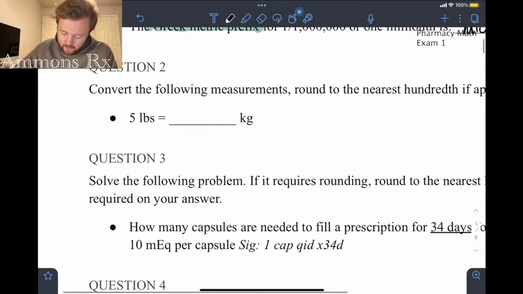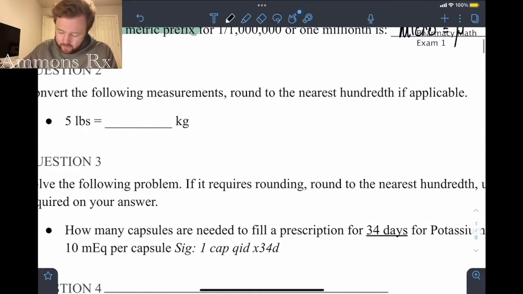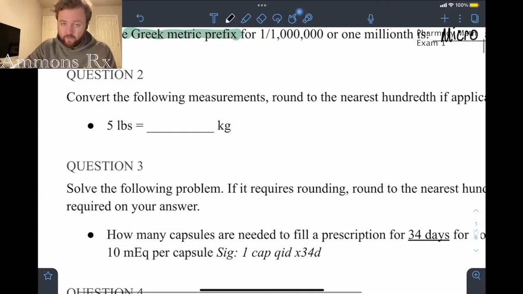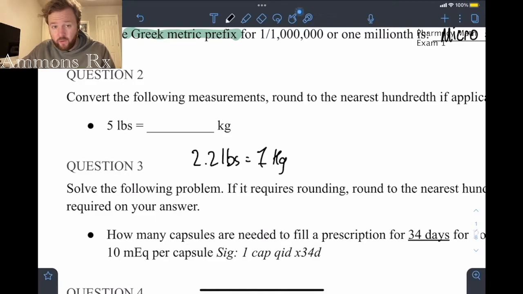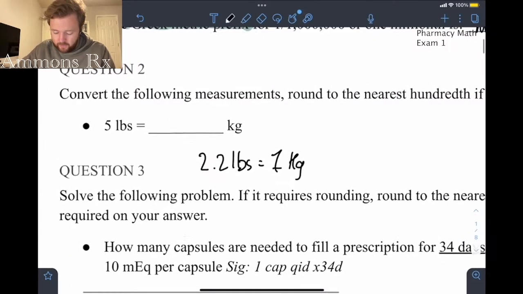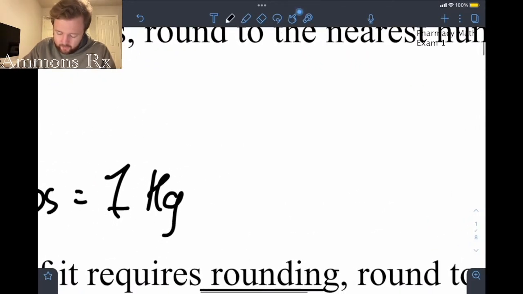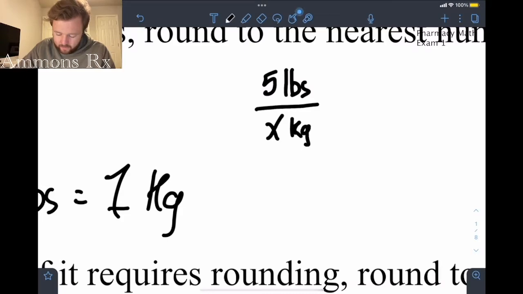Convert the following measurements around to the nearest hundredth if applicable. Okay, so we have 5 pounds is how many kilograms? So if you remember our conversion rate, we have 2.2 lbs to every 1 kilo. So a kilo weighs more than a pound. That's our conversion rate. So we have 5 pounds is equal to how many kilograms?